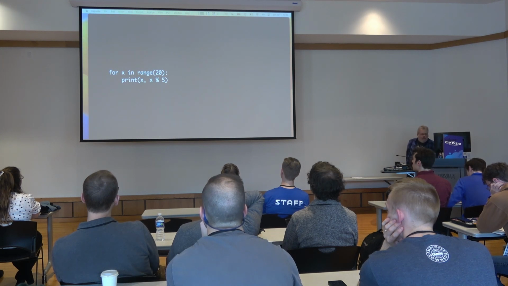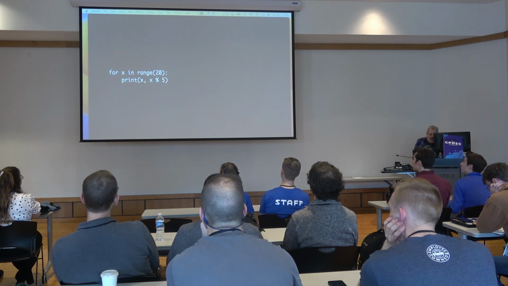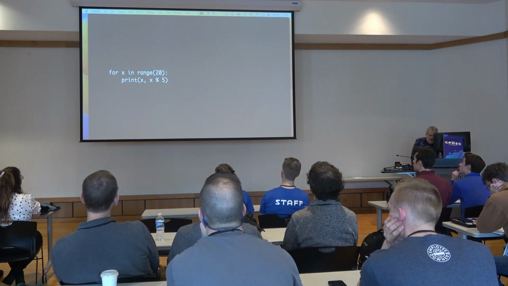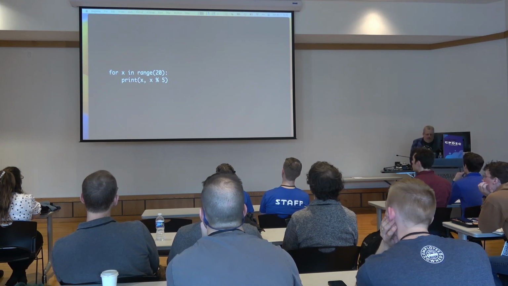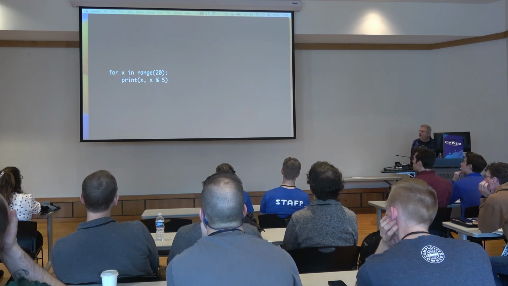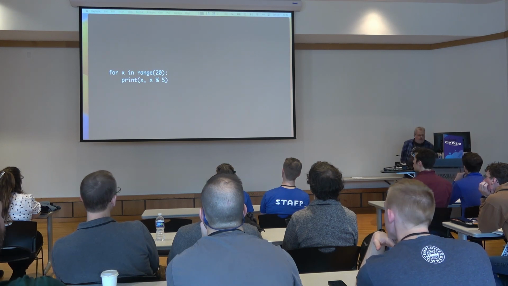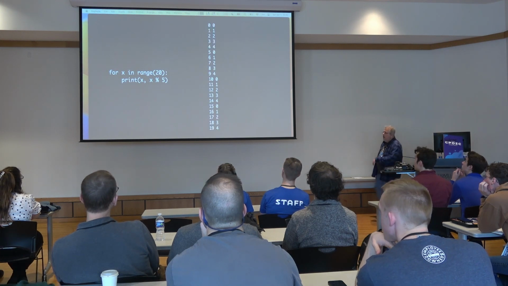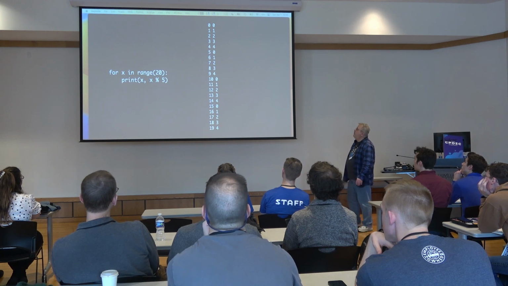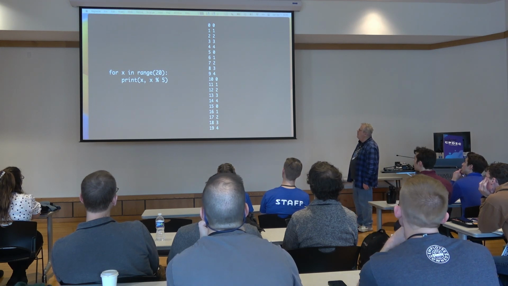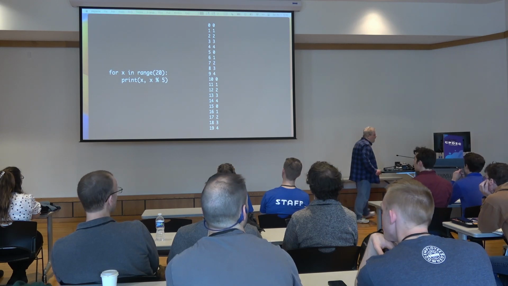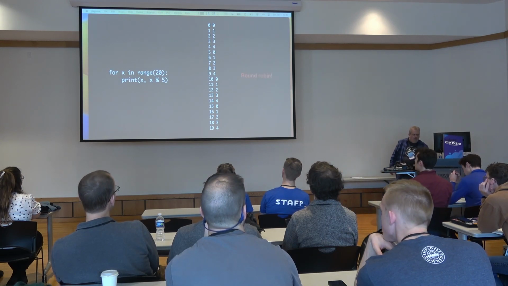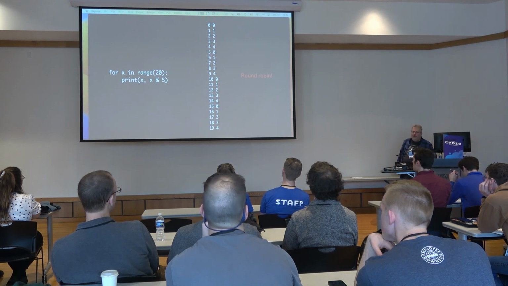Okay, another thing to show. This is a little snippet of code that's going to iterate from 0 to 20, and then print out that number and the number mod 5. When we do that, it returns 0, 1, 2, 3, 4, 0, 1, 2, 3, 4, and so on. So this is a really simple way to do round robin.